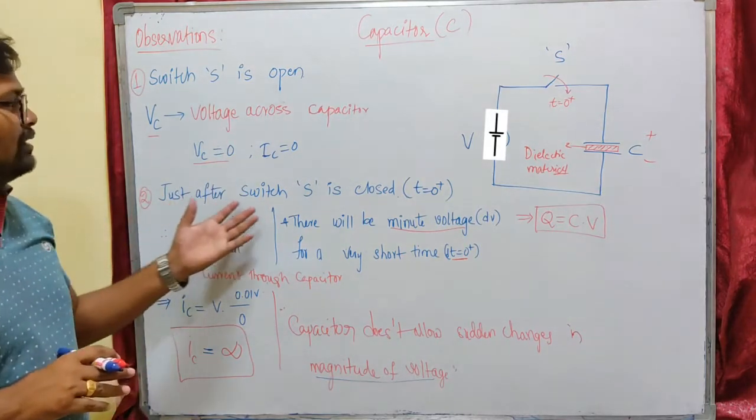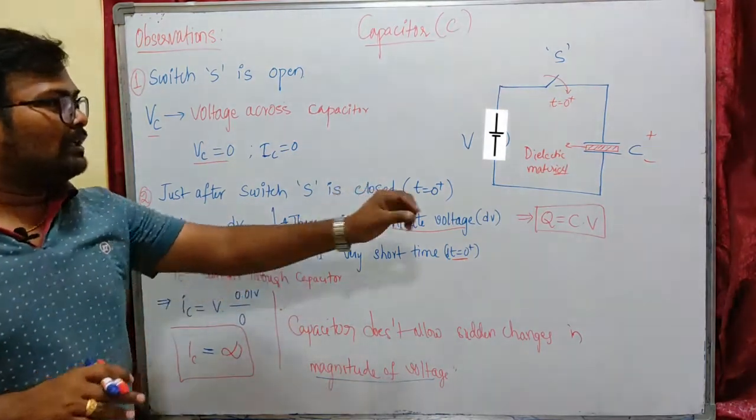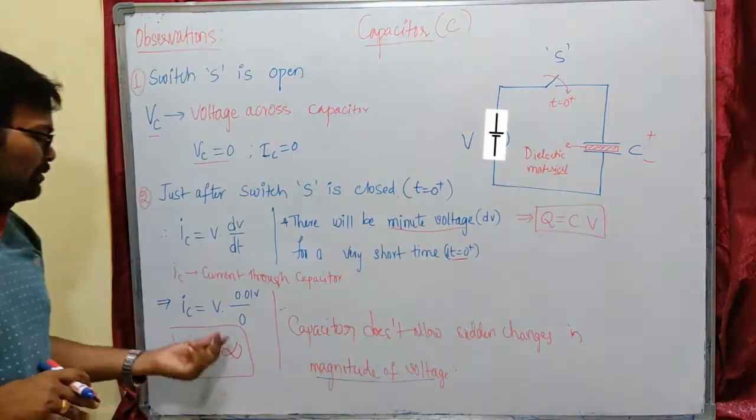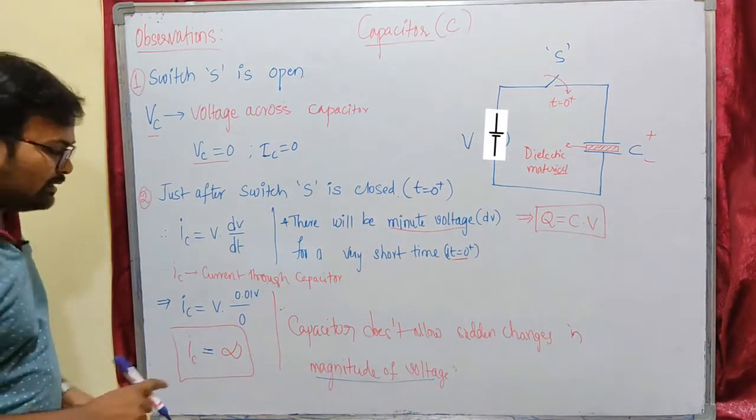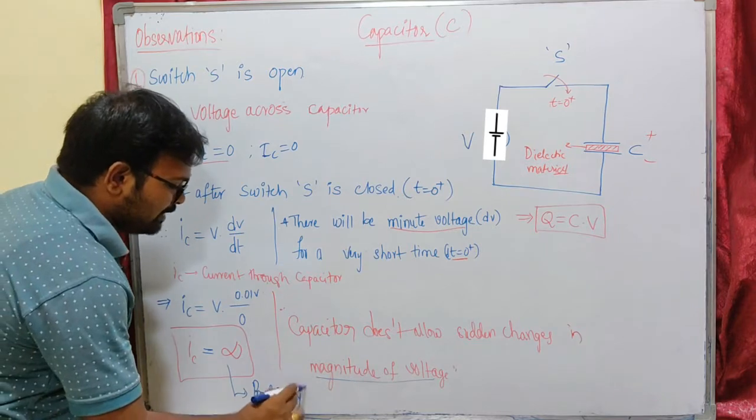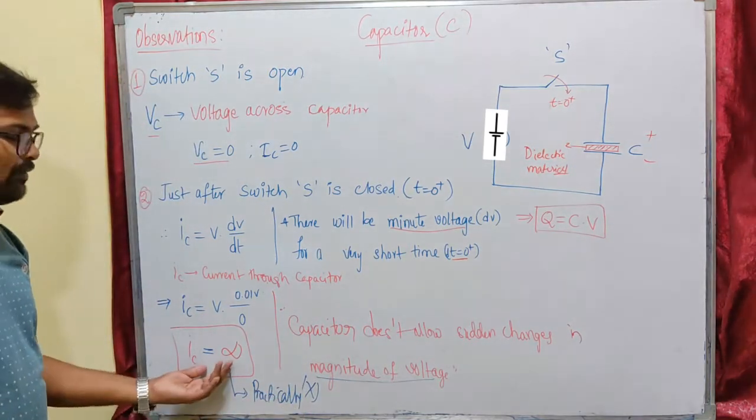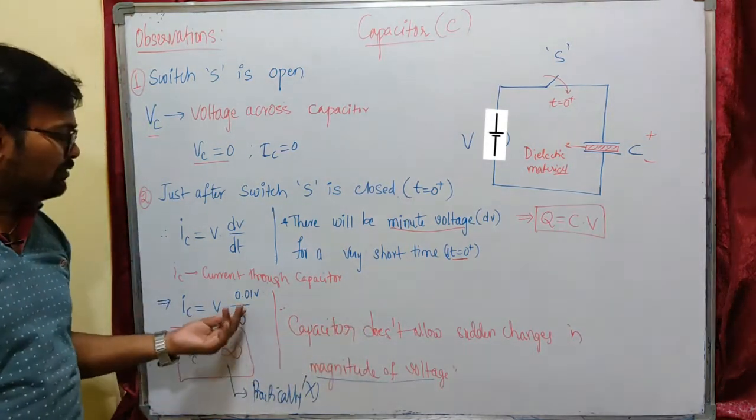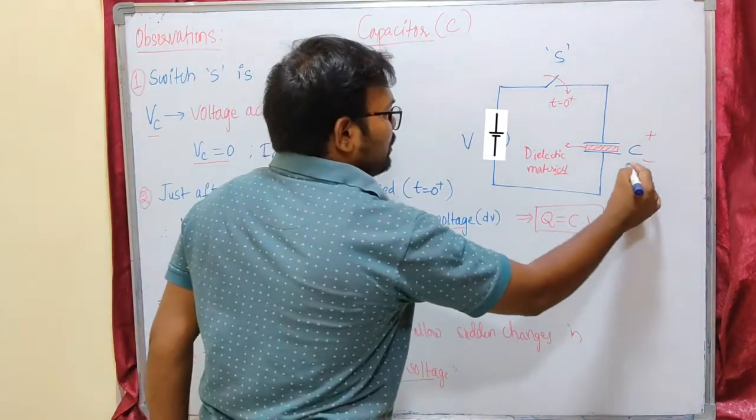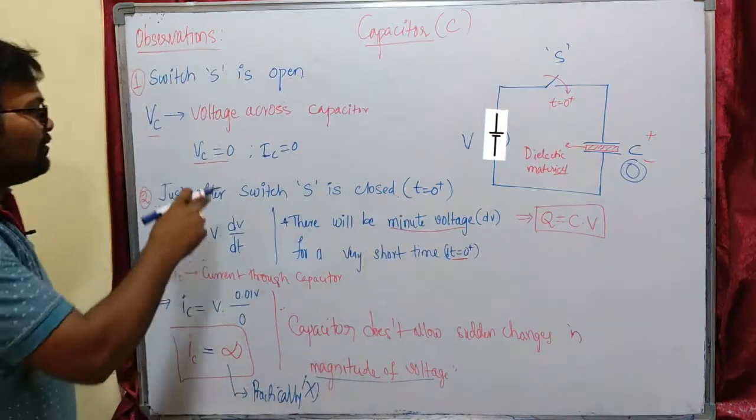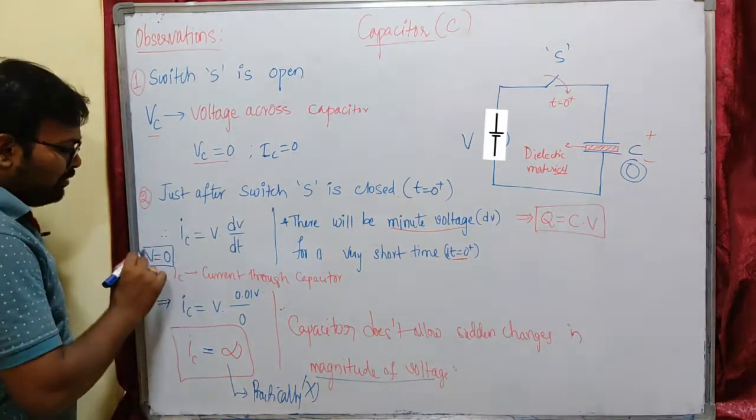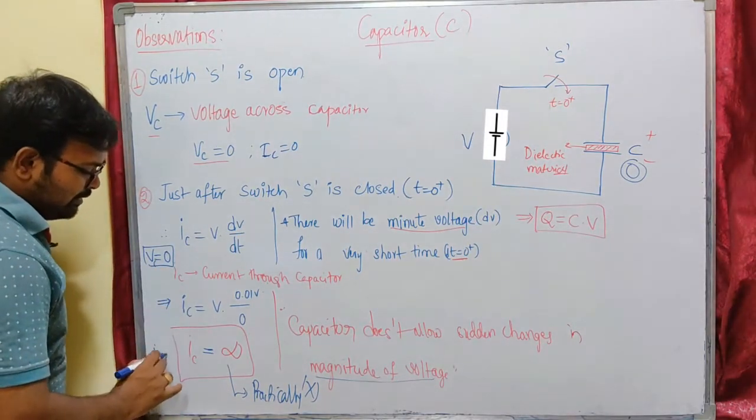Just after switch S is closed, we would get some voltage across the capacitor within a fraction of time very close to 0. If you substitute the values here, the current will be infinite, which is practically impossible. So in order to prevent this, our capacitor doesn't allow sudden changes in voltage. That means the capacitor will keep the voltage across it at 0 even after closing the switch. Initially it was 0, and even after closing the switch the voltage across the capacitor will be 0, so the current will be 0.